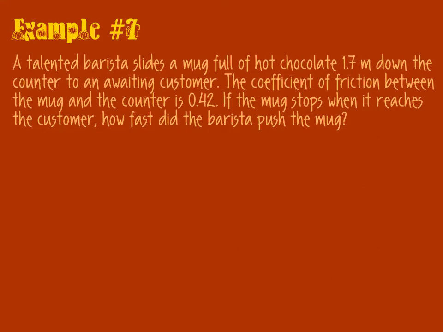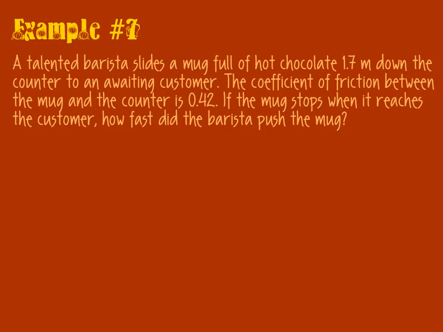This video will go through two examples of using the work-kinetic energy theorem to relate the force and the displacement of an object to its initial or final velocities. In our first problem here, a talented barista is sliding a mug full of hot chocolate down a counter to an awaiting customer. We're given the coefficient of friction, and we want to know how fast the barista pushed the mug. Again, we're assuming that it stops on its own when it reaches the customer.